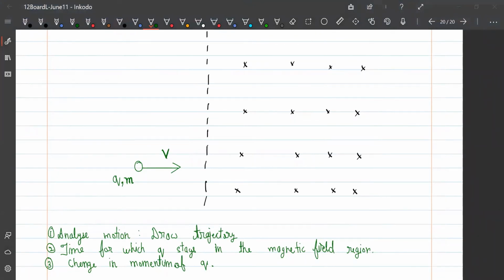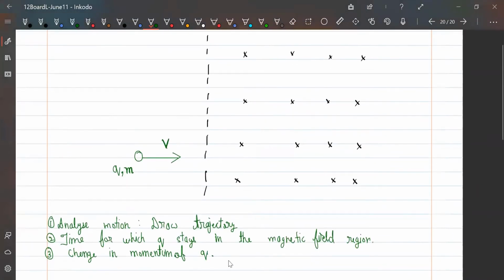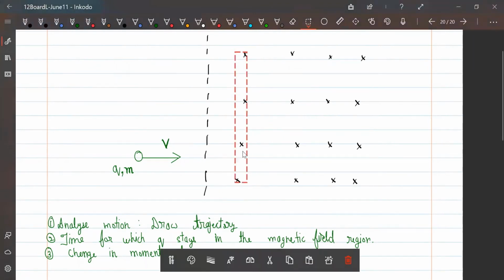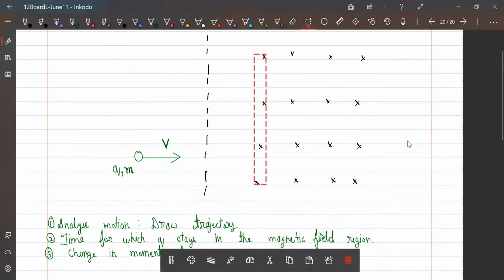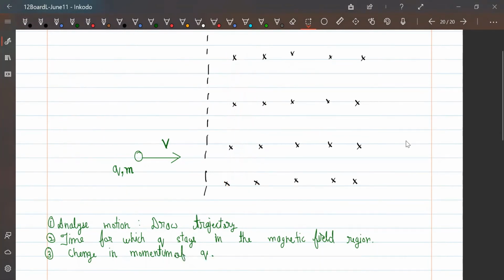Sir, could you repeat your question? Means how it is separated? So earlier the magnetic field was in the full region, but this time the magnetic field is only in this half region, in this part only. There is no magnetic field in this region. And in this region, there is a magnetic field B.